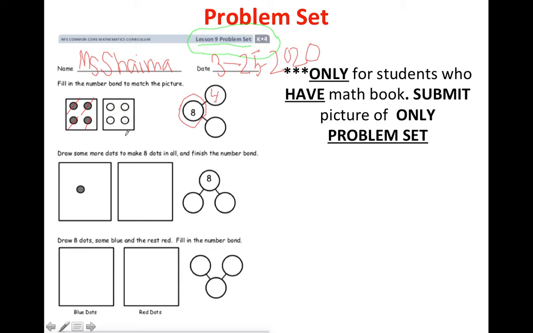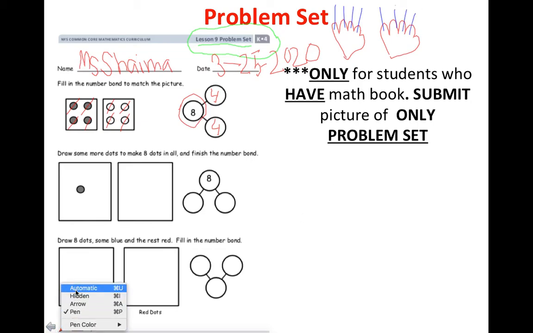I also have some blank circles. So let's count how many blank circles there are. 1, 2, 3, 4. So I know 4 and 4 come together to make 8. Just to make sure we are checking our work, I'm going to use my hand. Right? So I know I have a total of 8. I have 4 in one hand. So let's change the color of my pen. I have 1, 2, 3, 4. I also have 4 on this hand. 1, 2, 3, 4. Okay? So let's check our work. Let's count 1, 2, 3, 4, 5, 6, 7, 8. So we checked our work to show 4 and 4 definitely makes 8.